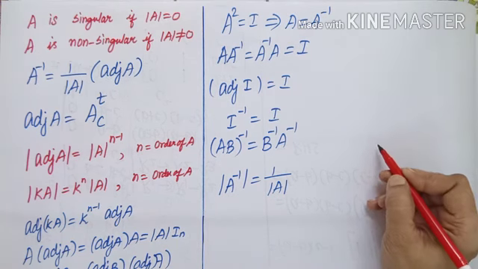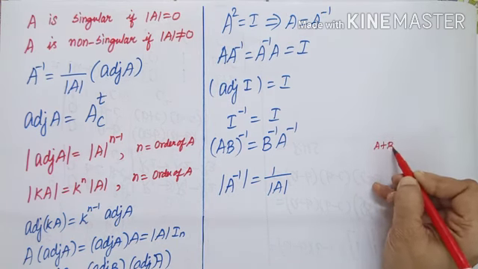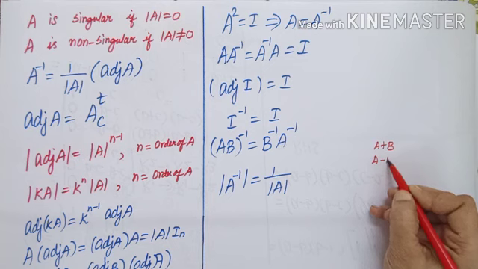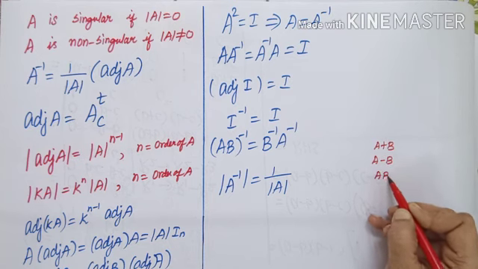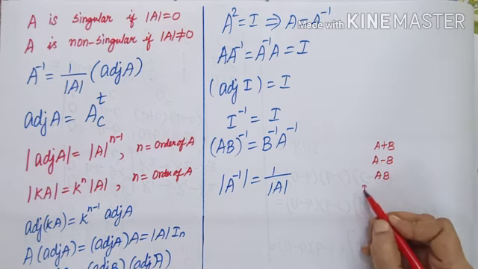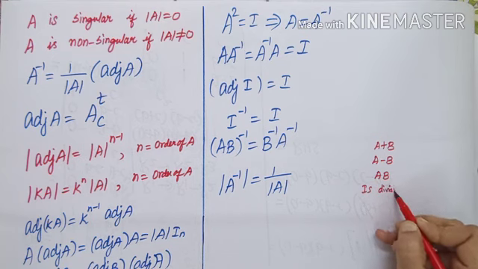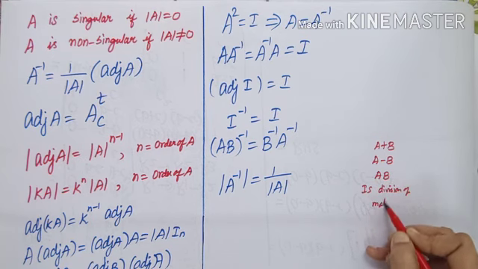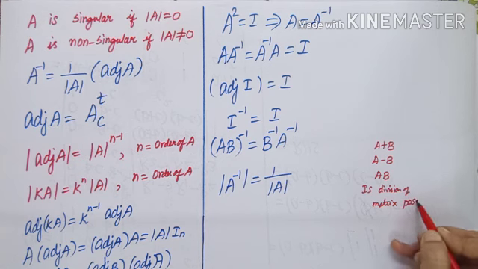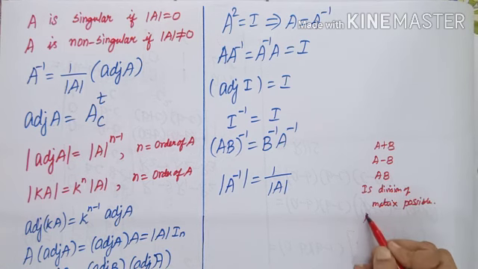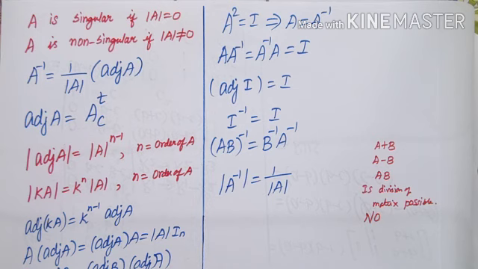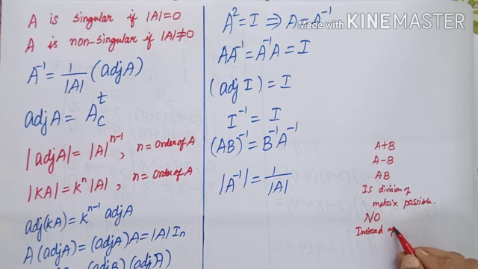Now in matrices we have learnt addition is possible, subtraction is possible, even multiplication is possible. Now the question is, is division of matrix possible? The answer is no. We do not have division. Instead, we have the inverse operation. So, inverse operation is an alternative for division.